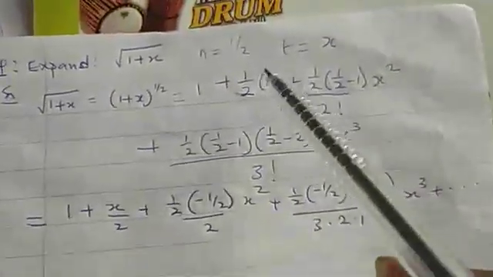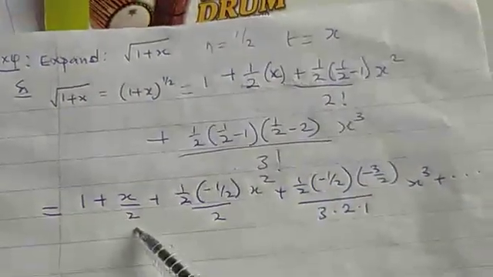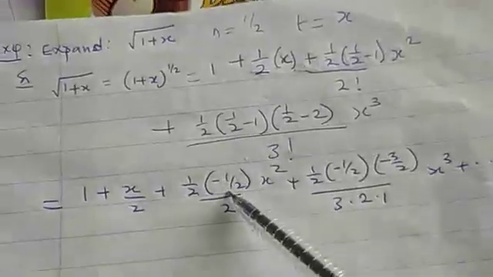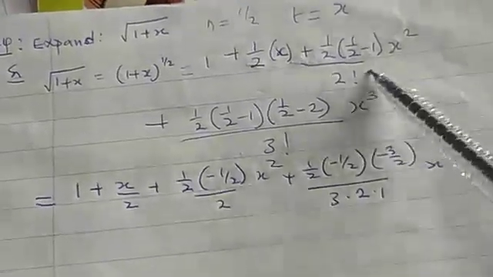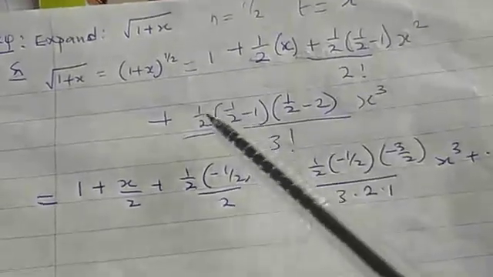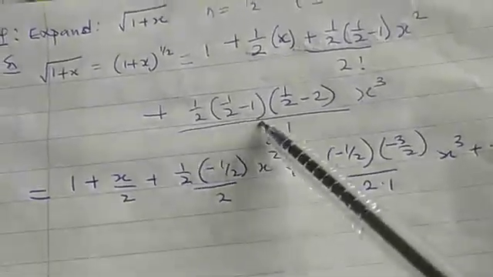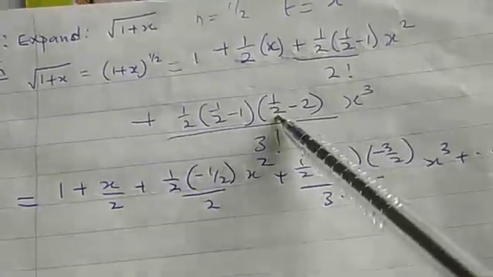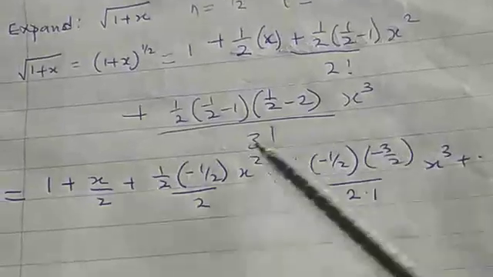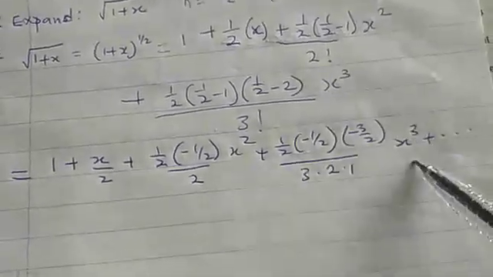Now, if I simplify, this will be 1. 1 half times x gives me x over 2. This is the half. Half minus 1 will give me minus half. Our 2 factorial means 2. This is our x squared. And likewise this plus half, this is the half. Half minus 1 is minus half. Half minus 2 is minus 3 over 2. You can verify that. 3 factorial is 3 times 2 times 1. And that is our x cube.